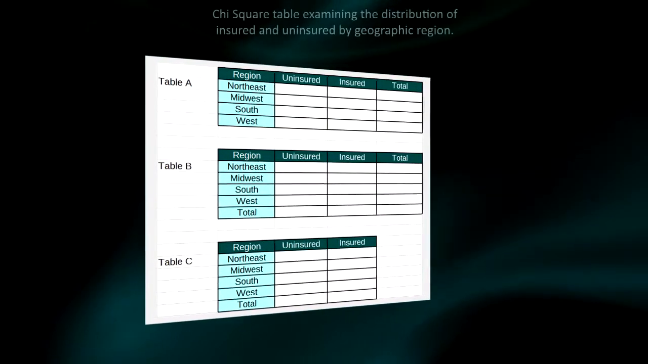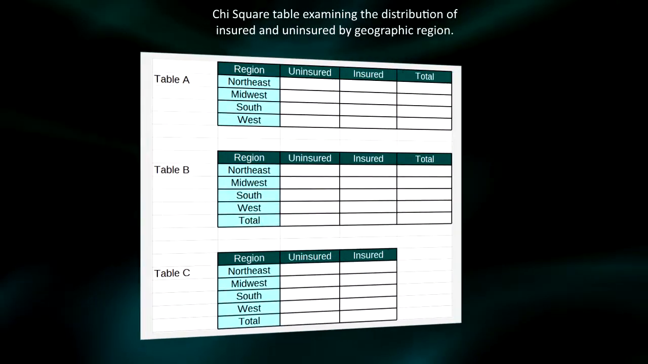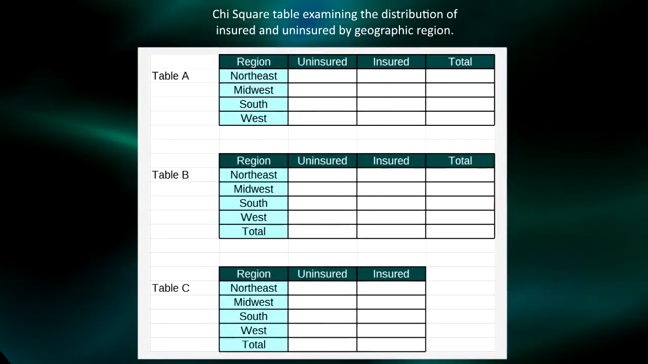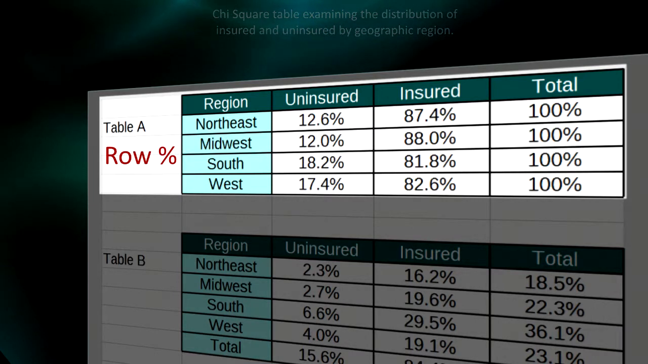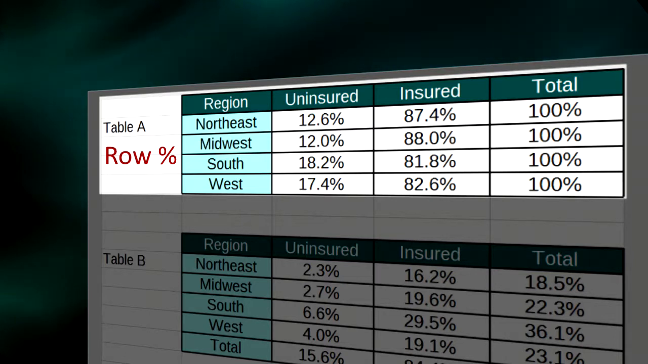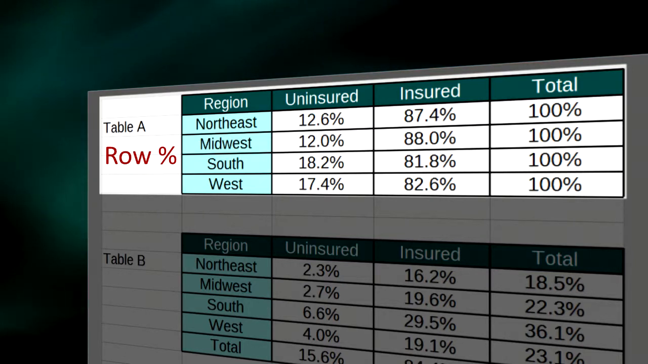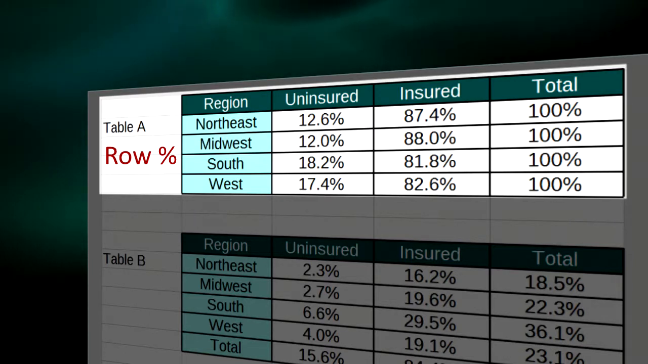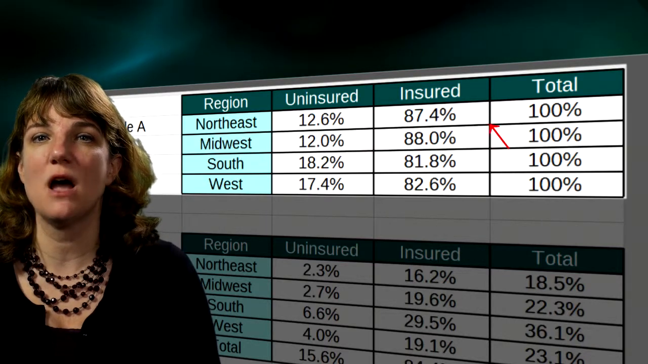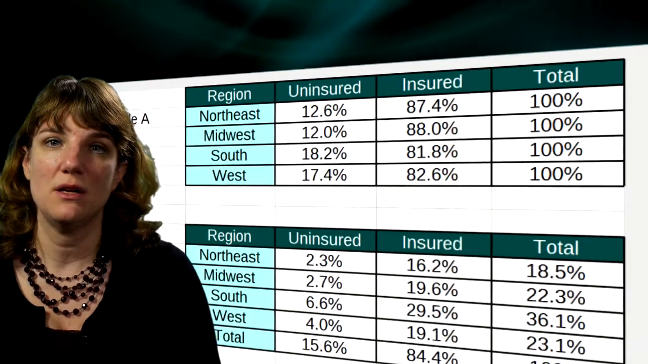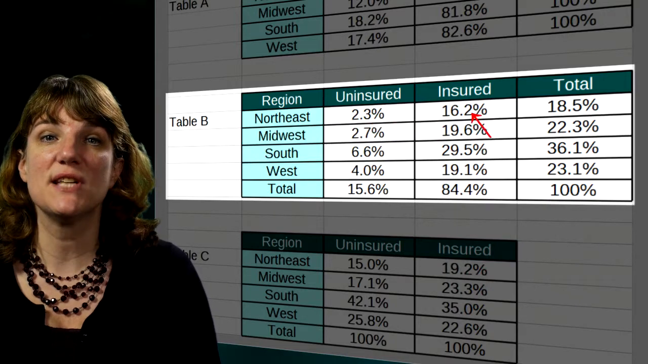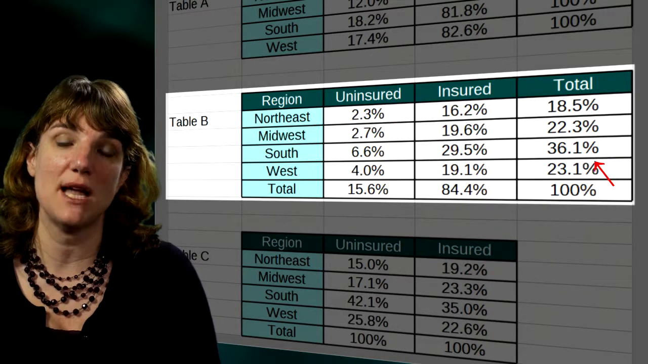For our example, we're going to use percentages from a chi-square table examining the distribution of insured and uninsured individuals by geographic region. Table A shows row percentages. Each cell includes the percent of observations within each row, that is, within region Northeast, Midwest, South, and West, that are either insured or uninsured. As you can see, adding across the rows gives us 100% of the observations within region. Table B includes the total percent of observations in each cell. Here, the percentage in each row and column add up to 100%.